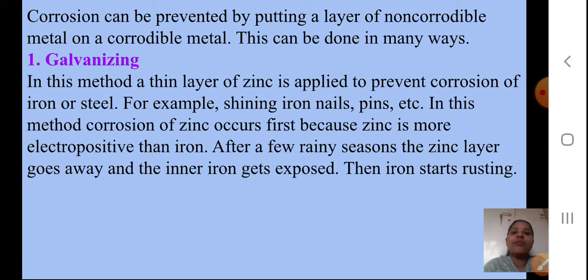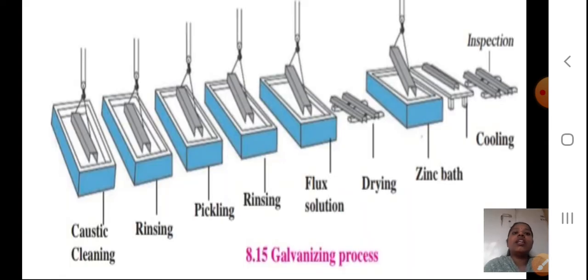So see here, in the same way we are trying to solve our problems by using new technologies, but some part of the iron, if it gets in contact with the air, its rusting may start. Now see here, you have the galvanizing process shown here: caustic cleaning, rinsing, pickling, rinsing, flux solution, drying, zinc bath, then cooling, and then inspection of the final product, whether it has been done properly or not. You just remember the diagram; you don't need it in detail.